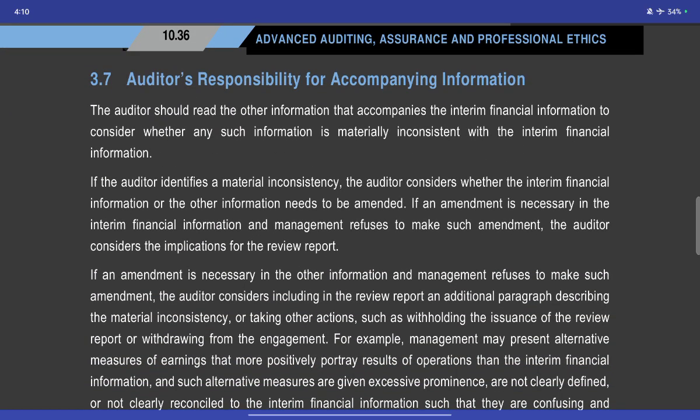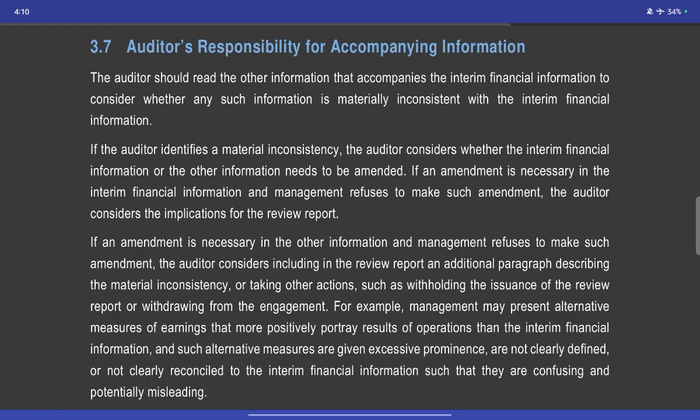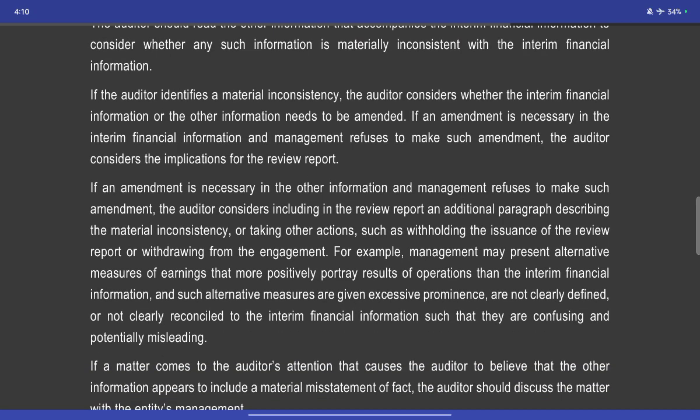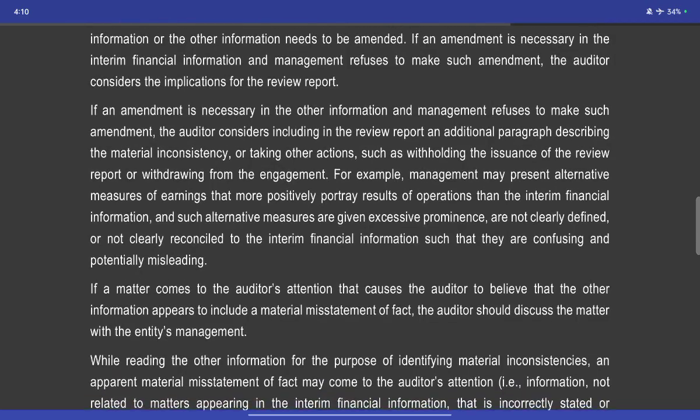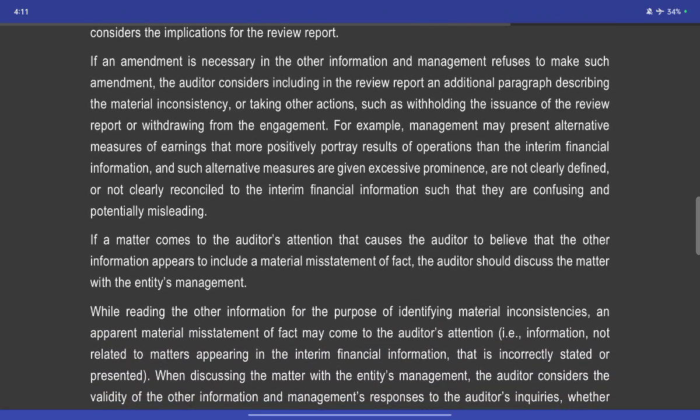Auditor responsibility in accompanying information. The auditor should read all the information that accompanies the interim financial information, and consider whether it is materially inconsistent with the interim financial information. If the auditor identifies a material inconsistency, the auditor considers whether the interim financial information or the other information needs to be amended. If an amendment is necessary in the interim financial information and management refuses to make it, the auditor considers the implication for the review report.